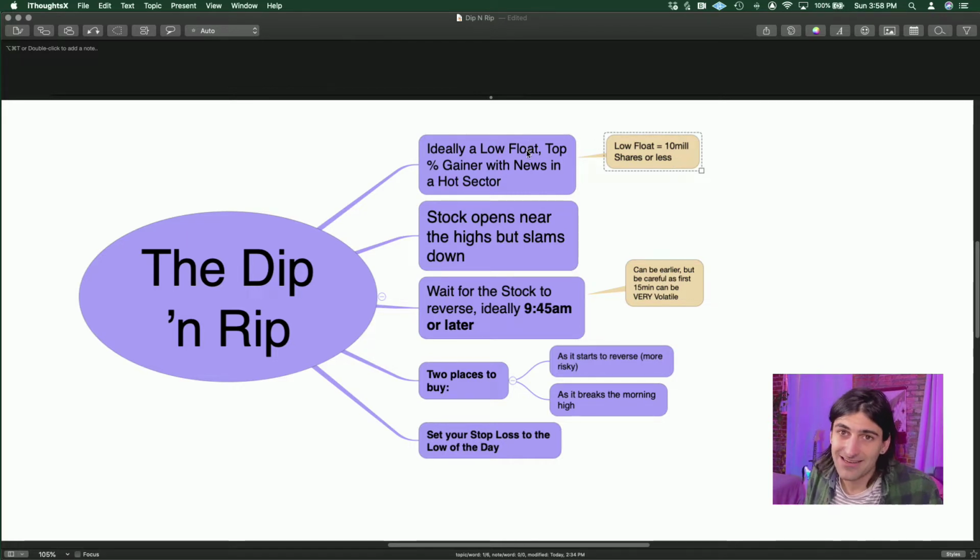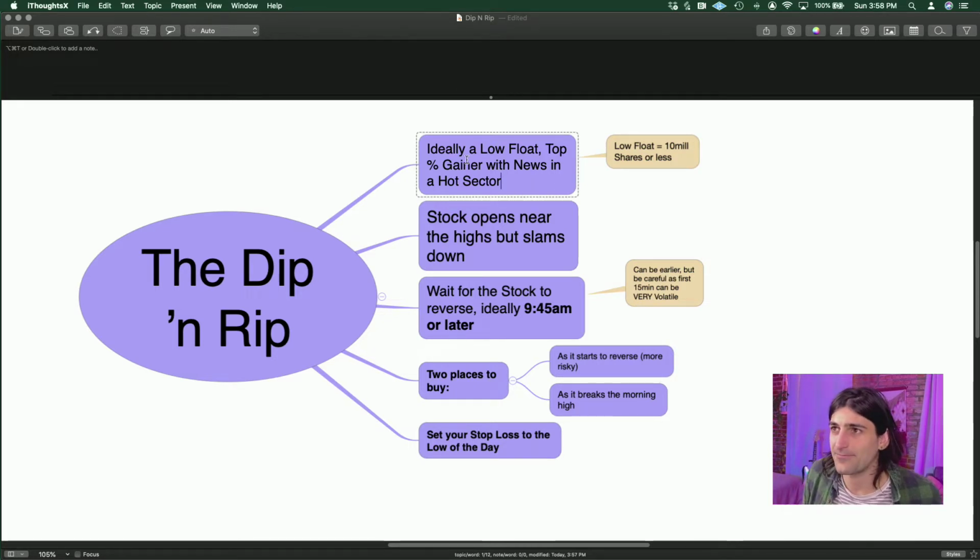You want to find those, and you're going to find them on that top percent gainer scan. Ideally, they'll have some form of news and be in a hot sector. That's just like a sexy theme, right? Right now, it's NFTs or cryptos or EVs or metaverse. They change throughout the years, but there's always going to be a handful of sexy themes to look out for.